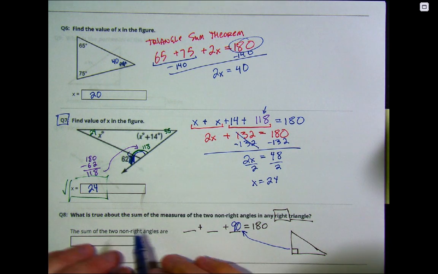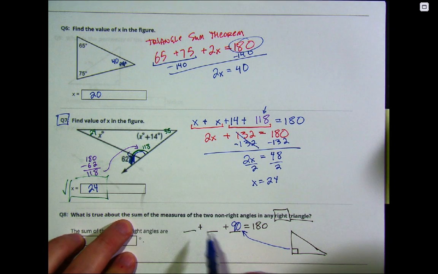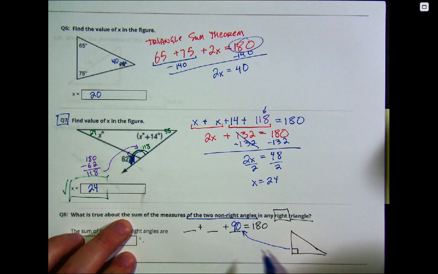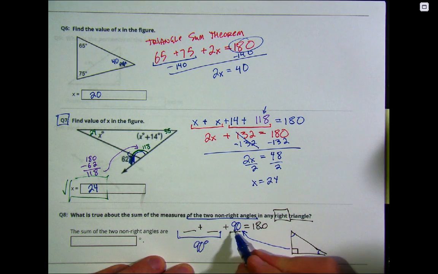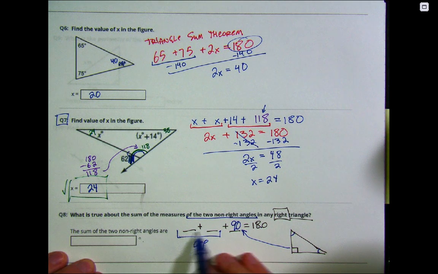So what is true about the sum of the 2 non-right angles? In other words, what's true of the sum of the 2 non-right angles? Oh, well, if this is 90, what's left over? 90 and 90 make 180, so the sum of those 2 is 90.